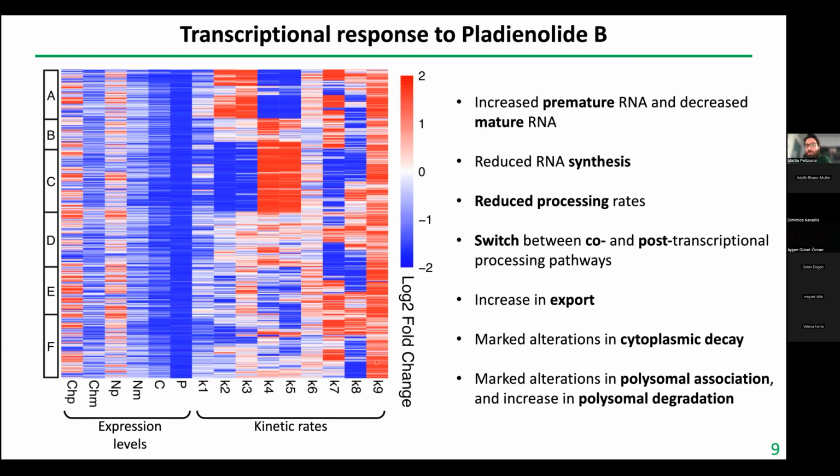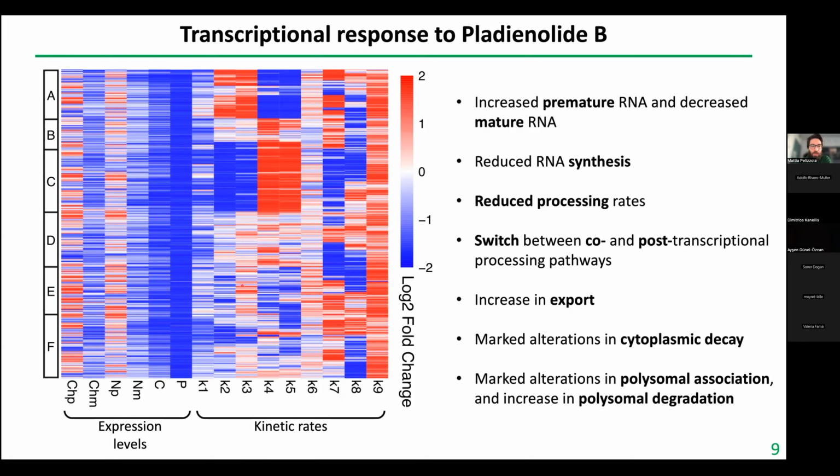increase in polysomal degradation. So here we are looking at a perturbation that affects a specific step of gene expression, splicing, but the result is a very extensive modulation affecting all the steps of gene expression that we have modeled with Nanodynamo.